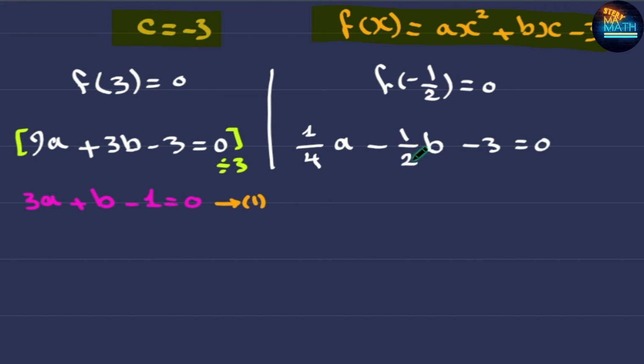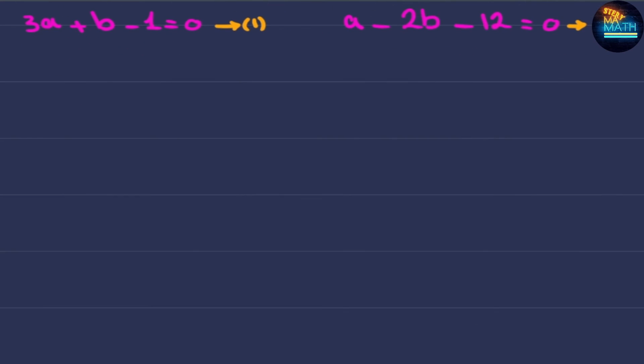And here, 1 over 4a minus 1 over 2b minus 3 is equal to 0. Just to get rid of the denominators, you can multiply by 4. So 4 times 1 over 4a is a, and negative 1/2 times 4 is negative 2b, and negative 3 times 4 is negative 12, is equal to 0 times 4, which is 0 as well. And we can name that equation number 2.